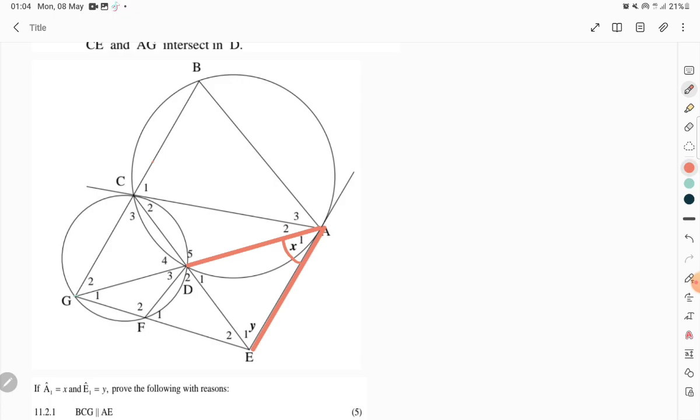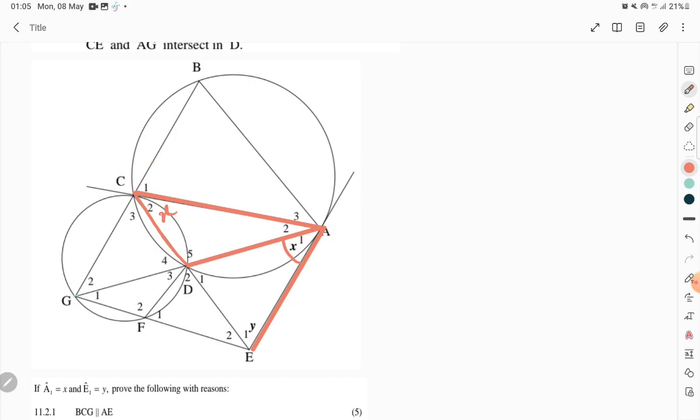What do we know about that? We know that the angle between the tangent and the chord is equal to the angle subtended by the very same chord at the circumference of the circle. So this chord is subtending the angle C2 at the circumference of the circle, which is also going to be equal to X, because this is the angle between the tangent and the chord.